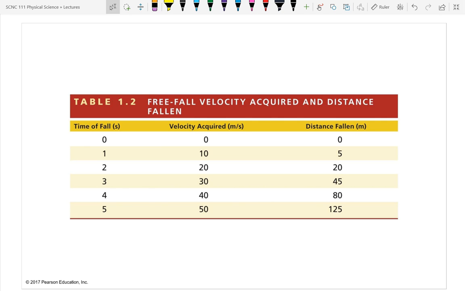We say the change in position, that's a really funny way of writing it, is equal to the initial speed multiplied by time, plus 1/2 the acceleration multiplied by time squared.